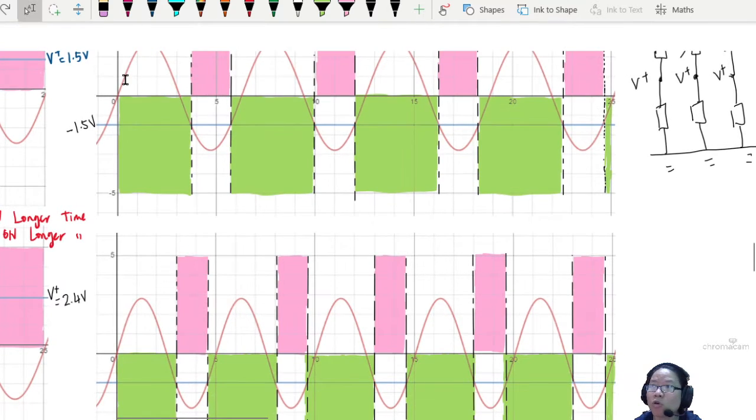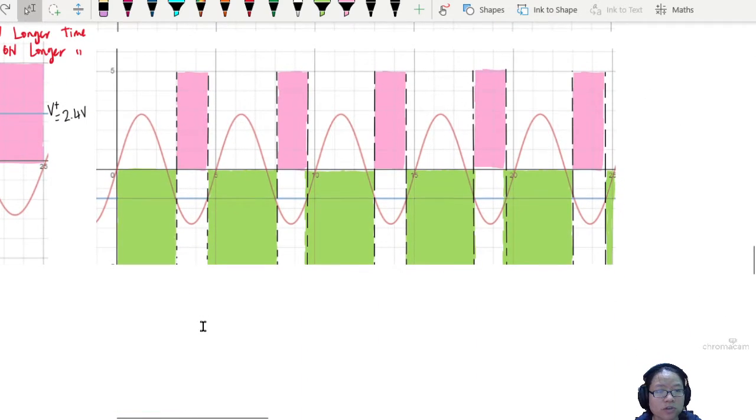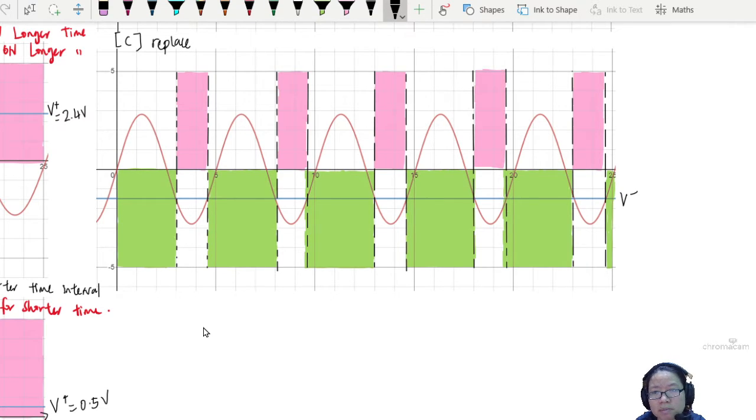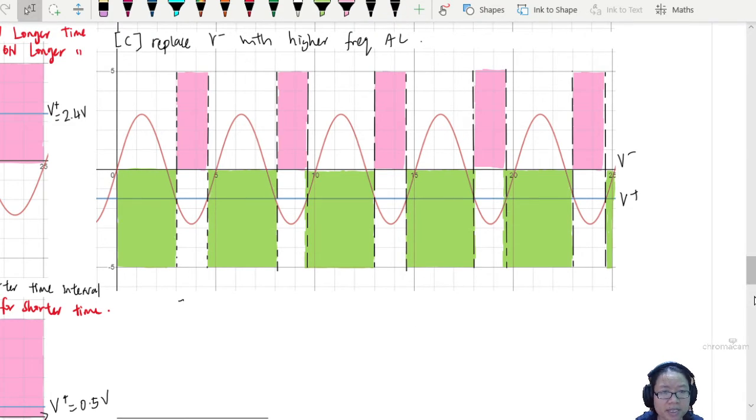Okay, this one took almost 4, and this one took 3. So I think I'll write that down. This is part C in my extension question. Okay, this one is V plus, this is V minus. Replace V minus with higher frequency AC. So what will happen here is you will say that the R LED will be on at a shorter time interval.